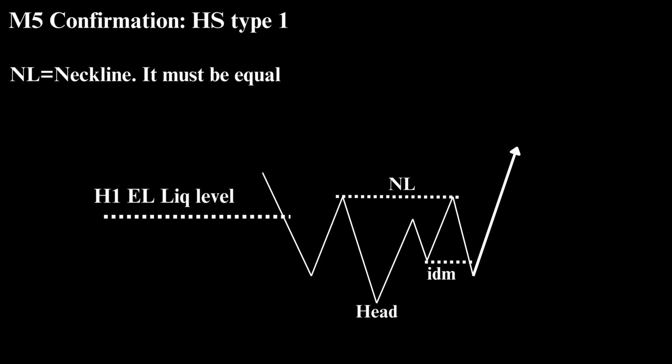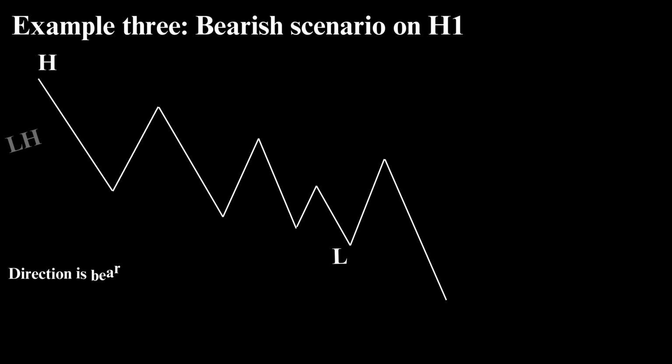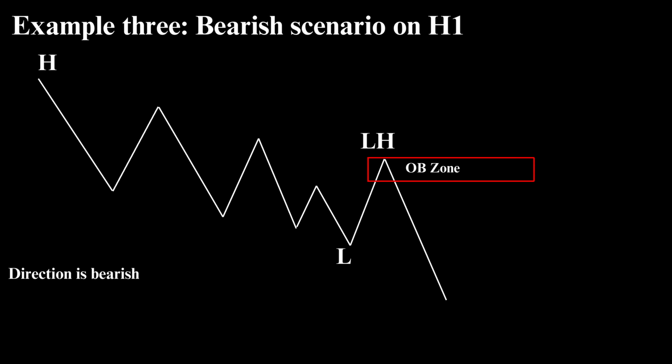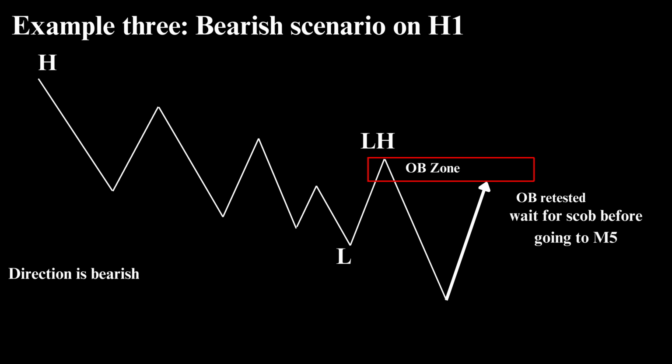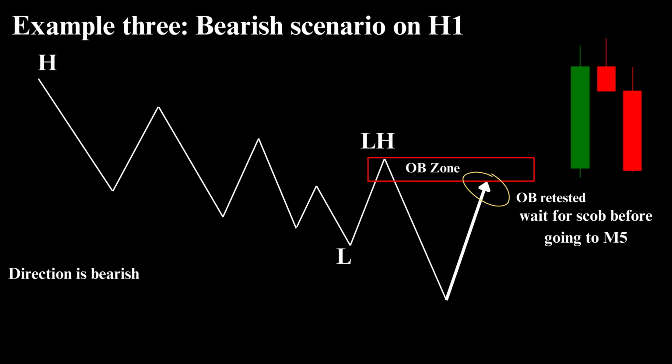Remember, stop loss must be below the head, at least 1%. In this example, market was completely bearish according to H1 timeline. So it's good to look for selling opportunities mostly. This is a valid OB zone right here, and upon retest like this, we wait till price forms single candle order block pattern like this one before we scale down to M5 timeline for entry confirmation.